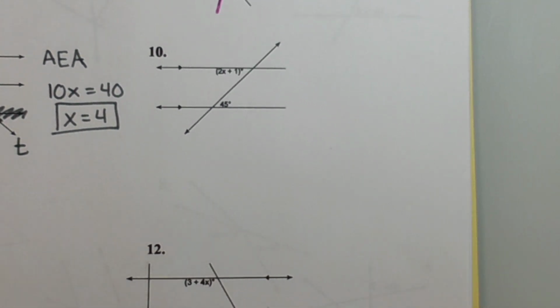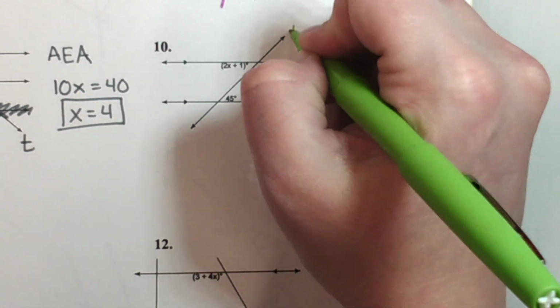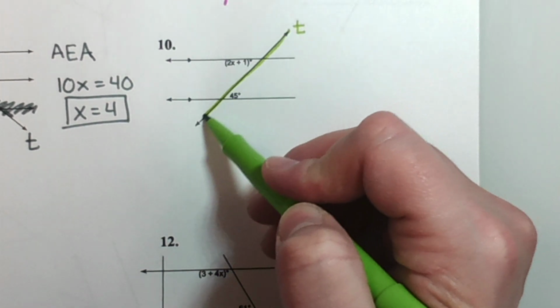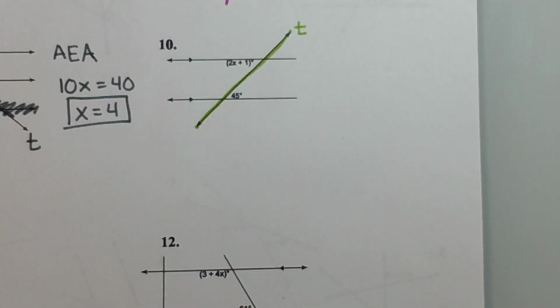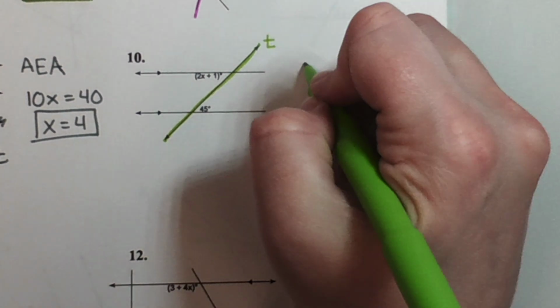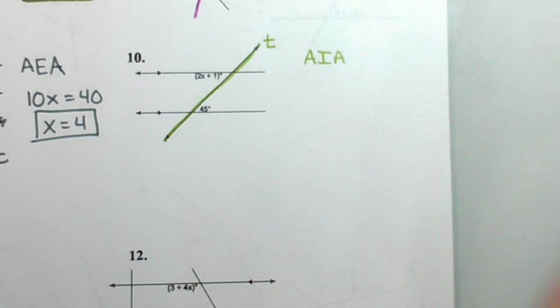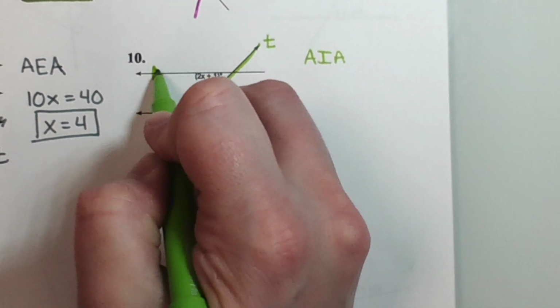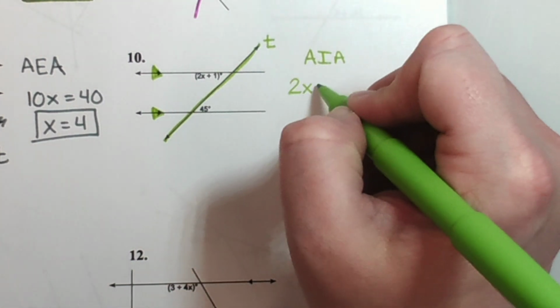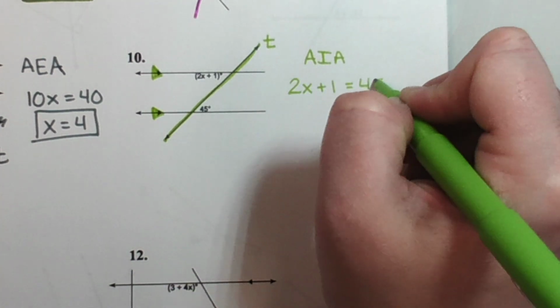Question 10. That's my transversal. They do not share a vertex. Are they on the same or opposite sides of that transversal? Opposite. Are they interior, exterior, or one of each? What kind of angle? Alternate interior angles. When the lines are parallel, that's the key thing. Congruent. Therefore, set them equal.